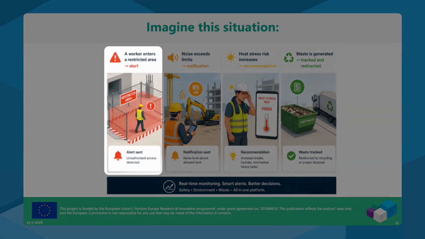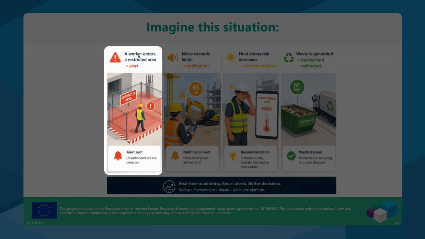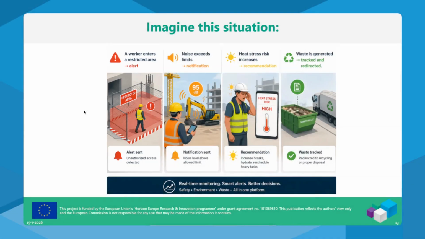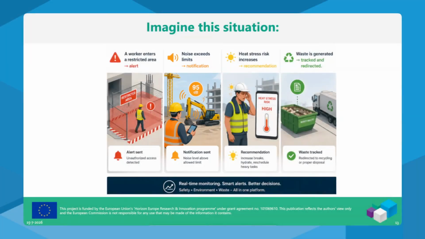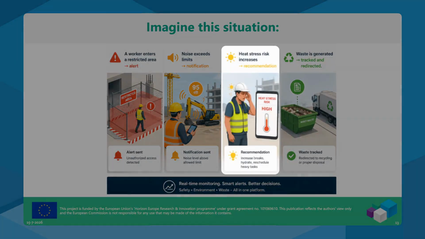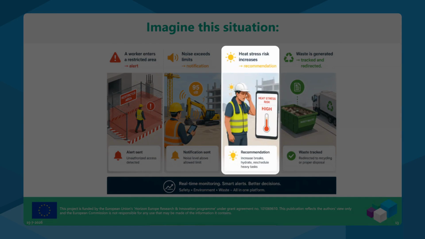For example, if a worker walks into a restricted area, a wearable device alerts both them and their supervisor and logs the incident on file. If noise levels get too high, you get a warning before hearing damage happens. You'll also get alerts for things like extreme temperatures or other environmental factors that are a stress to worker health.